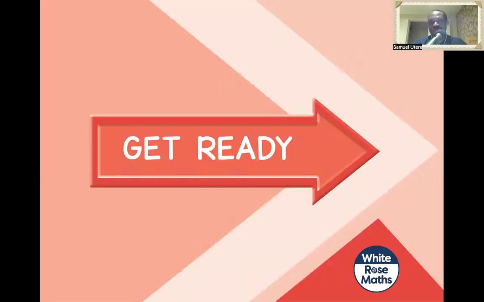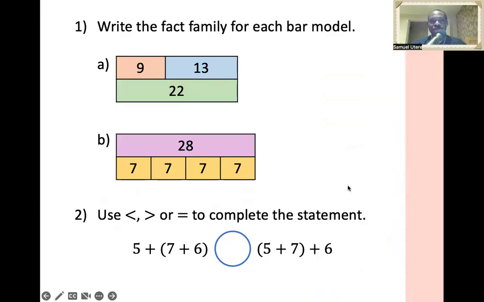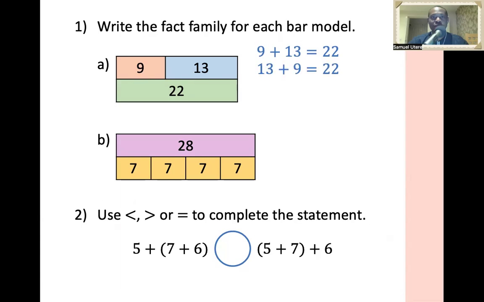Thank you. I would like you to do the retrieval practice questions in 2 minutes. Assuming you've paused the video and you've answered the questions, here are the answers. For the first one, here are some of the fact families that you can find from this bar model. Here you have 9 add 13 will be 22. Again, 13 add 9 is equal to 22. We can also have 22 subtract 13 is equal to 9. And then 22 subtract 9 is equal to 13.